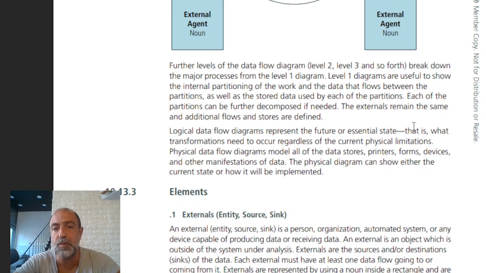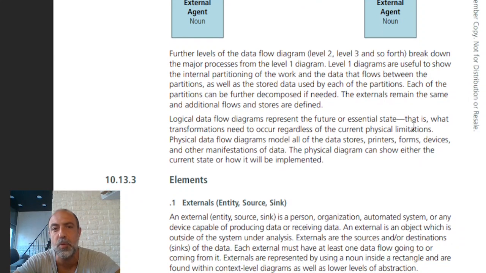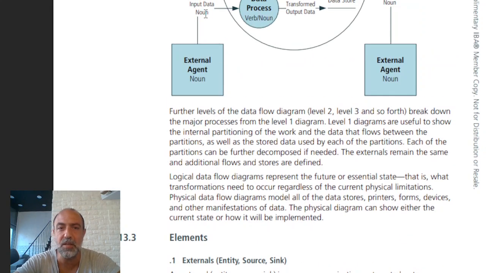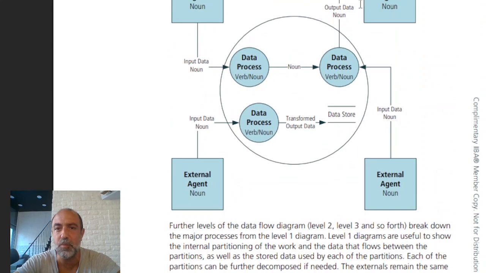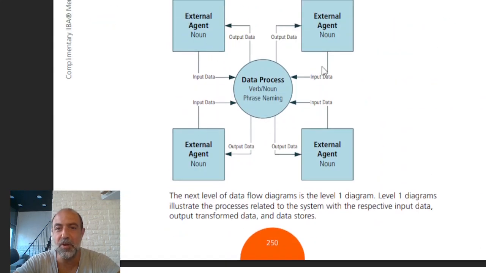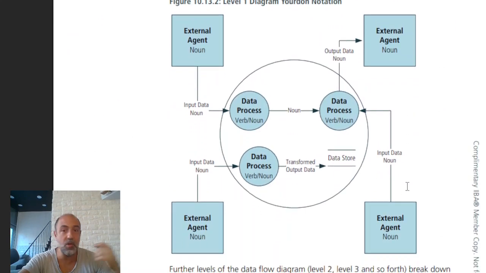Level 1 diagrams are useful to show the internal partitioning of the work and the data that flows between the partitions, as well as the stored data. This is the data that flows, right? Input data noun, output data noun. That's what they're talking about here, right? Input data, output data, yay, we're actually working on something.